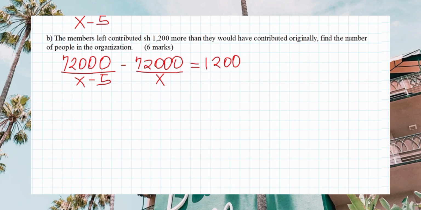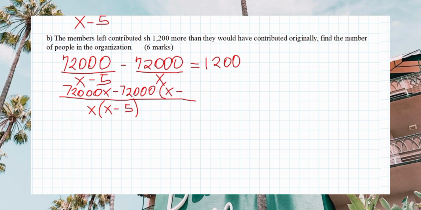To solve this equation, we solve as if we are solving two fractions. The first thing we do is get the LCM of x minus 5 and x. The LCM is the product of the two, which is x in brackets x minus 5, and that becomes our denominator. In the numerator we have 72,000x, and then we take away 72,000 multiplying x minus 5. And this is equal to 1,200.